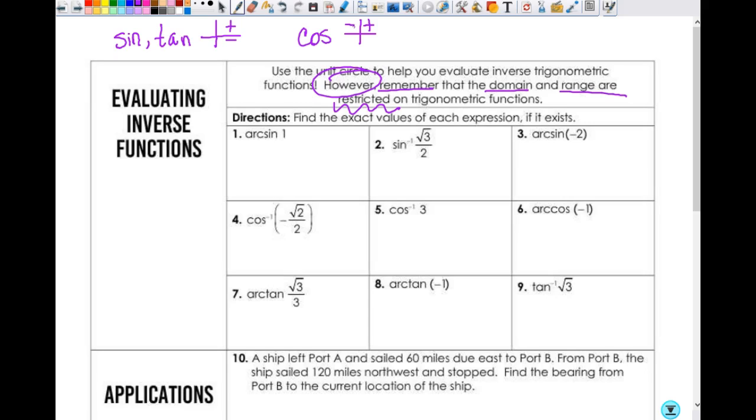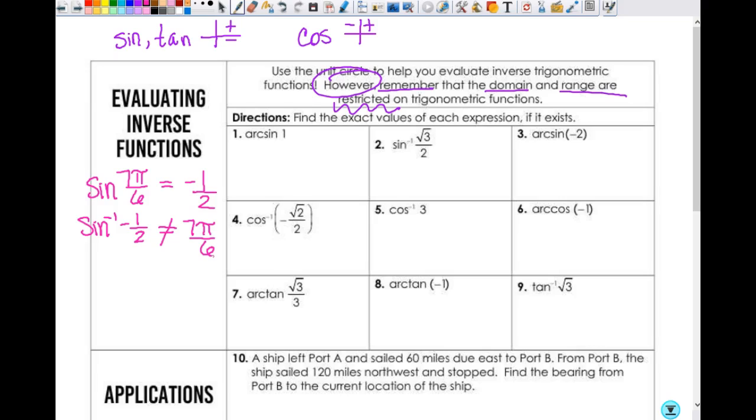Now, I'm going to write something down. I want you to think about this. Tell me, what is the sine of 7 pi sixths? Just the sine. Is it 1/2? Yes or no? Negative 1/2. Do we agree with that? This is equal to negative 1/2. Now, the sine inverse of negative 1/2 is not 7 pi sixths.